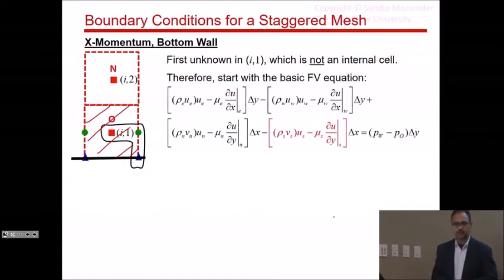This is what your flux equation looks like. So we have east minus west, north minus south, equal to whatever you have for your pressure gradient. I've highlighted one term here in red, and that is because that is for the southern face, which is a boundary face.